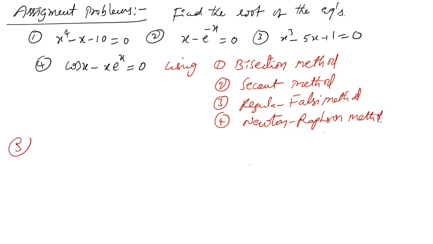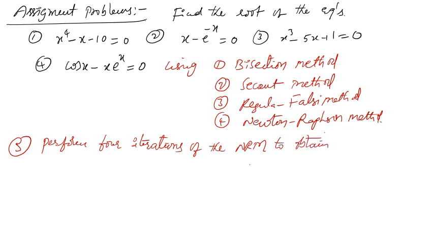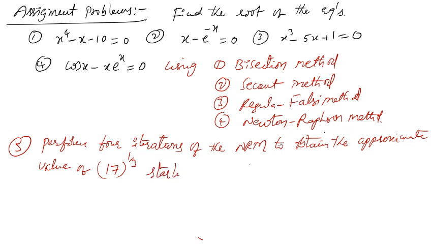Okay, and one more problem. Fifth one, perform four iterations of the Newton-Raphson method to obtain the approximate value of 17 whole power 1 by 3, starting with the initial approximation x0 equal to 2.